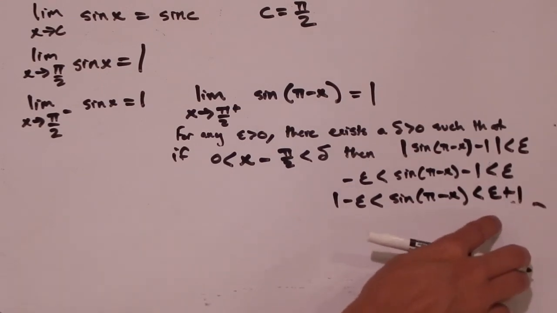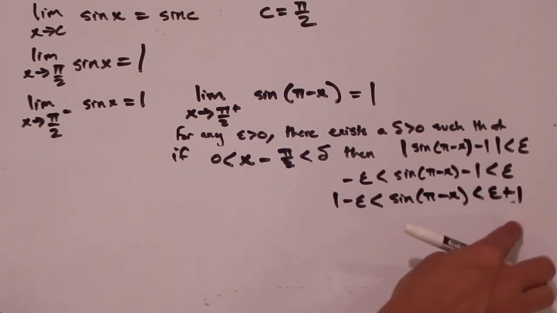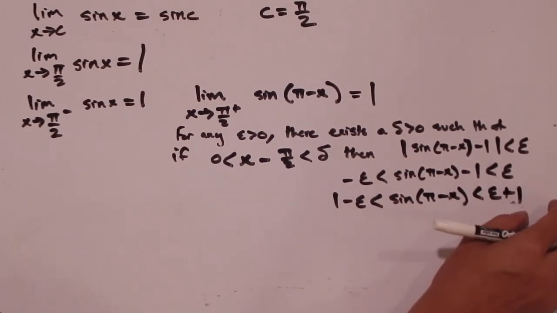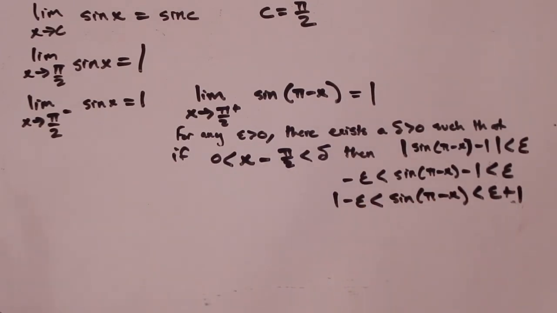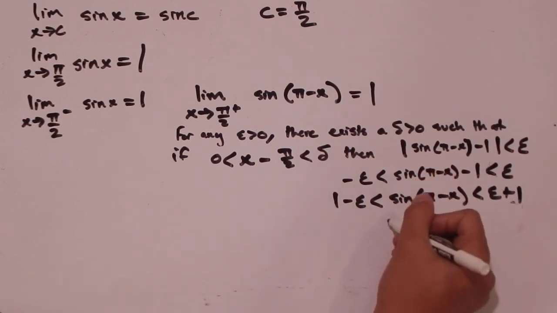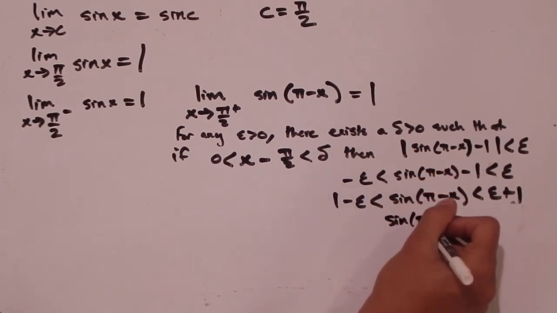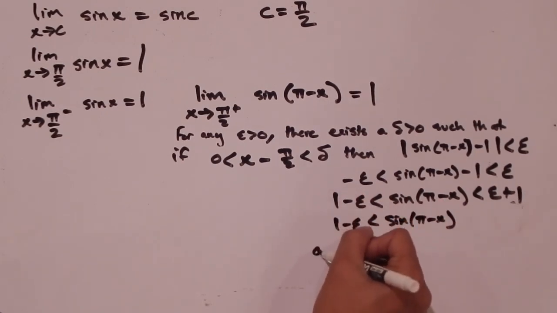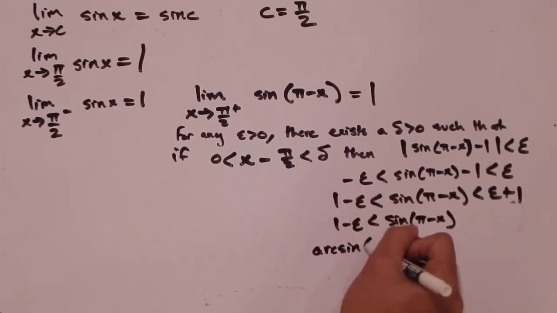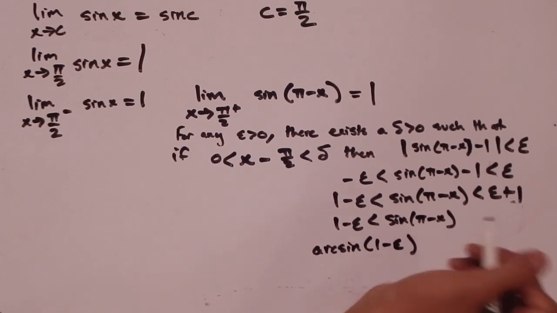Well, this statement right here is always true. Again, epsilon plus 1 will always be greater than sine of pi minus x, because sine of anything will return a value between negative 1 and 1. So we just have to find the cases where sine of pi minus x is going to be greater than 1 minus epsilon. So let's take arc sine of 1 minus epsilon and look at what we have to do again.